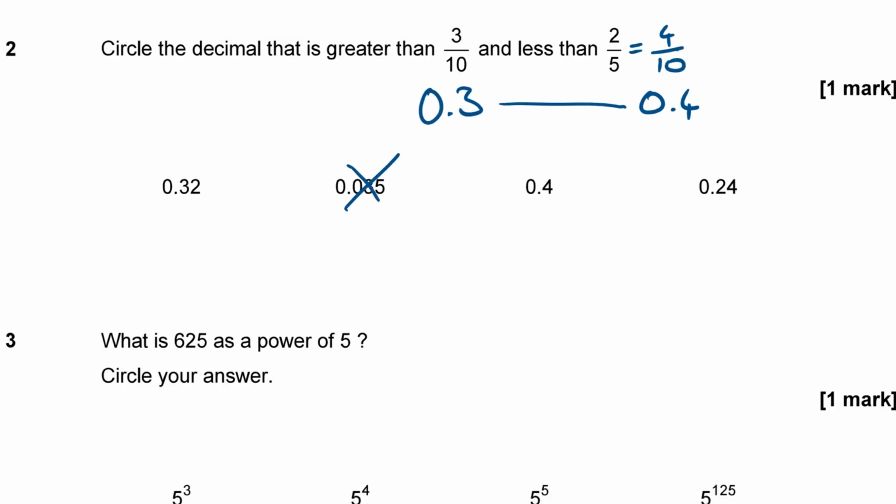That one's too small. That one's too small. That one's on the cusp, isn't it? It's actually the same as that one, so it's not less than 0.4. So it must be that one there, 0.32.